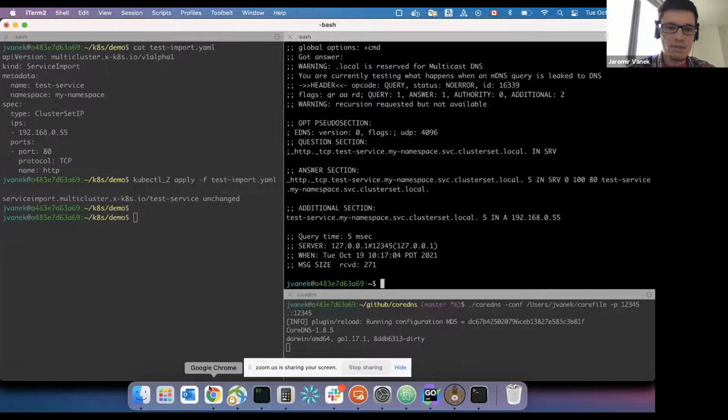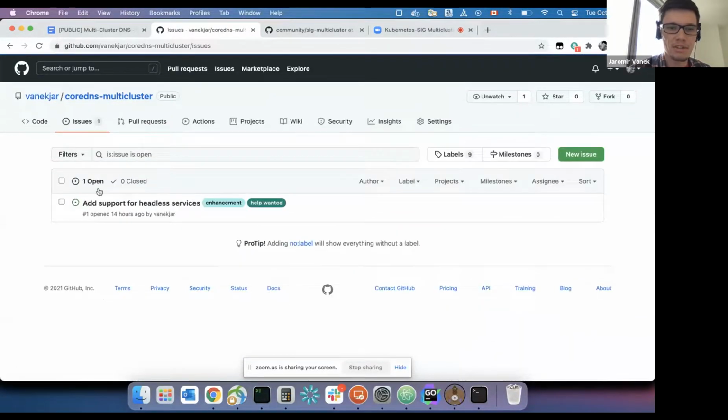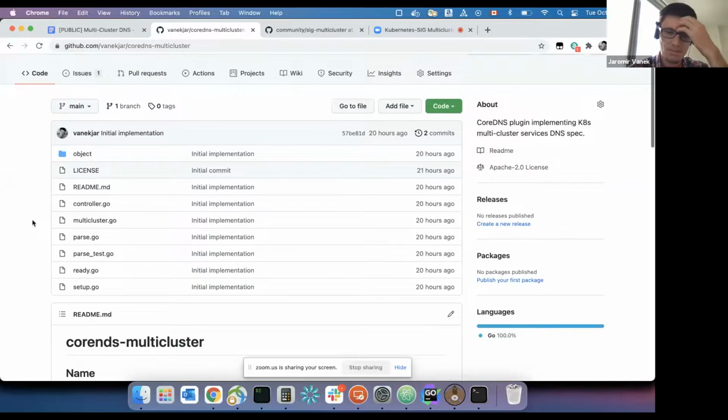So far we have pretty much full support of ClusterSetIPs. I have one open issue here, and it's a large item: to support headless services, because that's something I don't have yet. So it's still in progress. I guess my question is, what are the next steps here? Because eventually I assume we may want to offer this to CoreDNS and ideally become part of CoreDNS. Is that true? Yeah, I think that would be the ideal outcome.